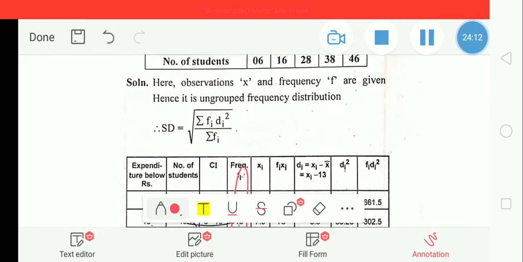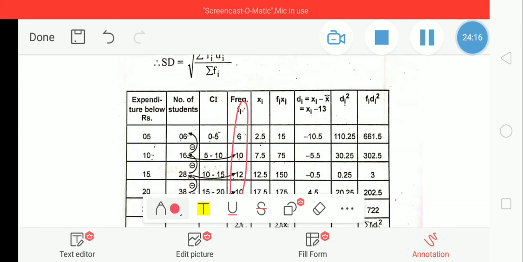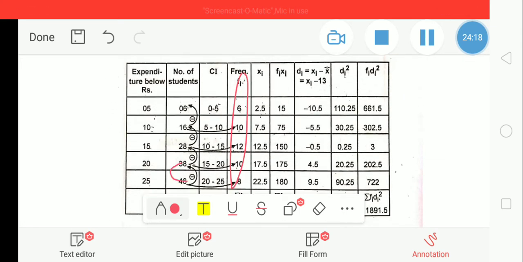We took the number of students, that is the frequency. So we wrote the frequency. This minus this we write here. Now this minus this we write here. This minus this right here, and this minus this we write here, and this minus this we write here. So we got fi and xi. That is the frequency and class interval. This is the midpoint.